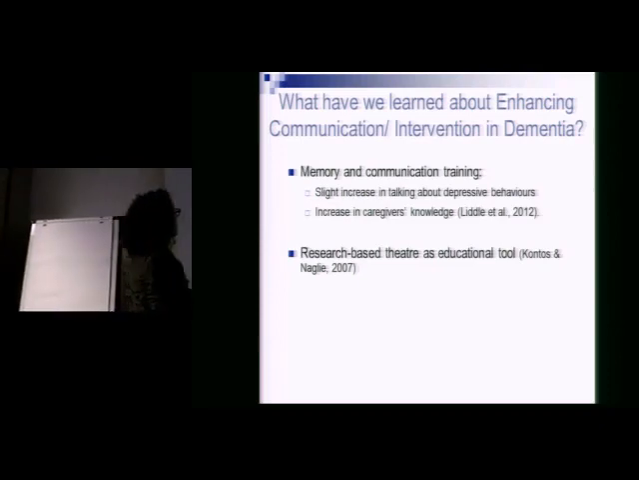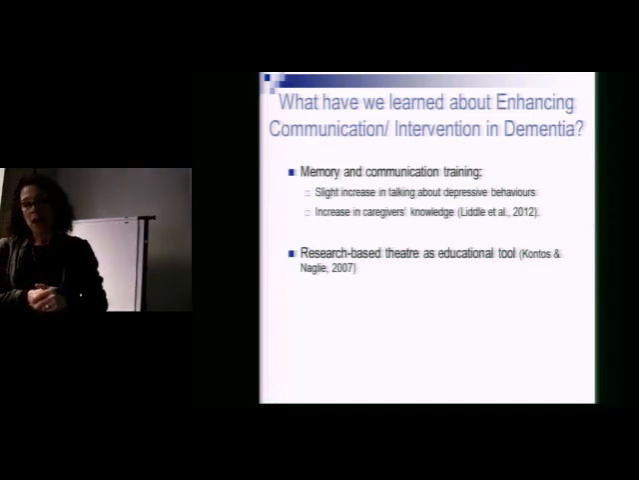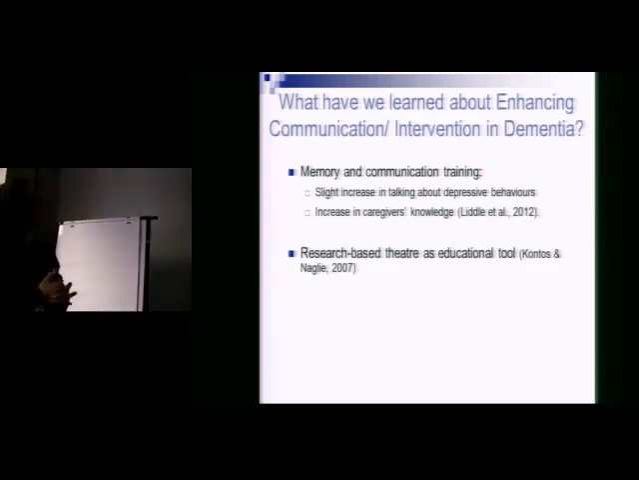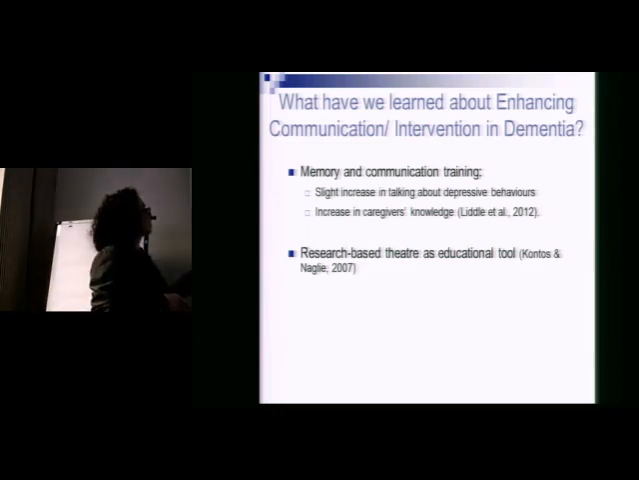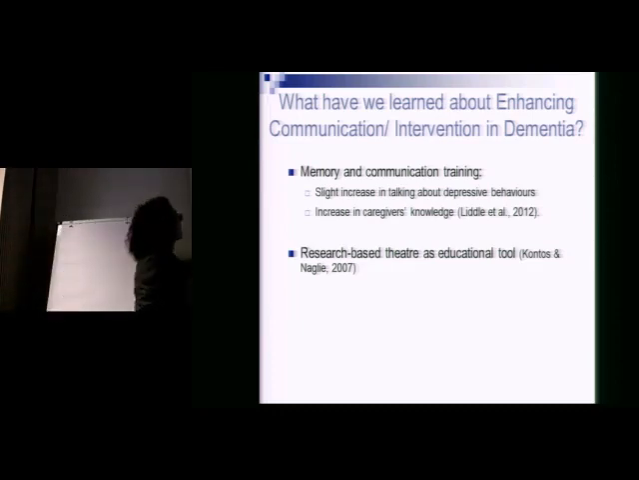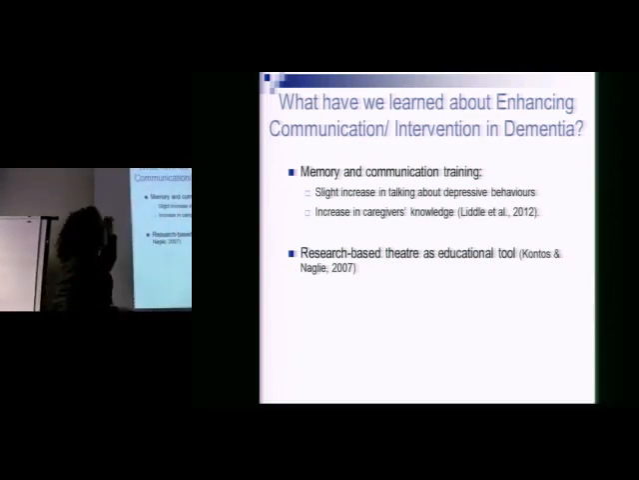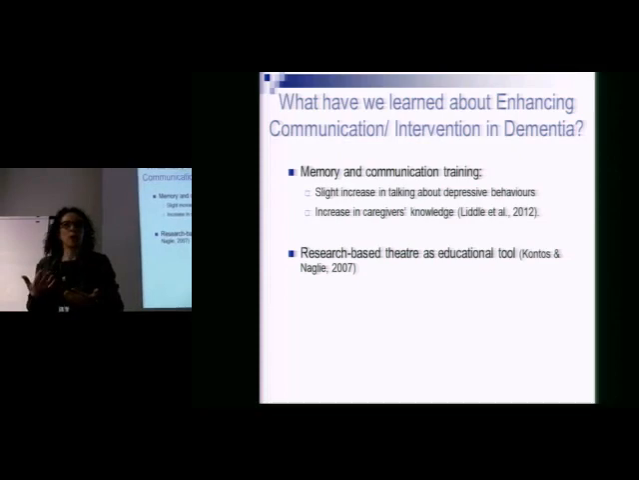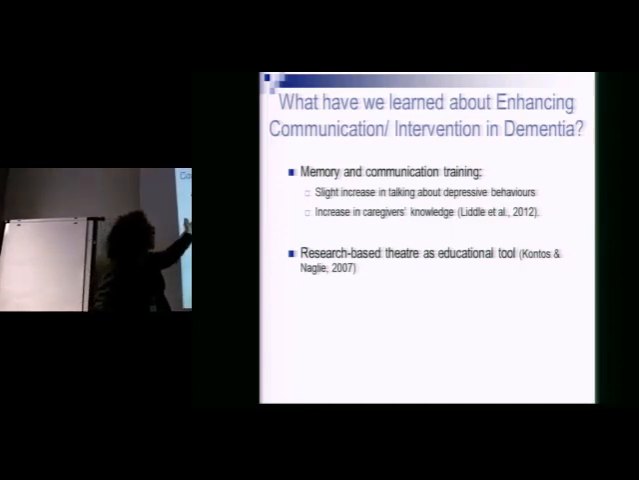I just wanted to mention that since then, there have been other interventions, and there have been quite a few. I'm pointing this one out because it was recent and very well structured as a study. There was a very systematic approach to teaching caregivers about memory and communication with patients with Alzheimer's disease. And even so, it was difficult to find improvement in the actual communication of the patients. The patients themselves, after the intervention, were found to talk more about their feelings about being depressed. And there was an increase in caregivers' knowledge.